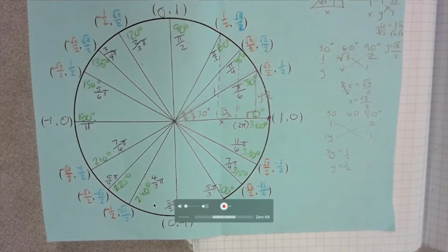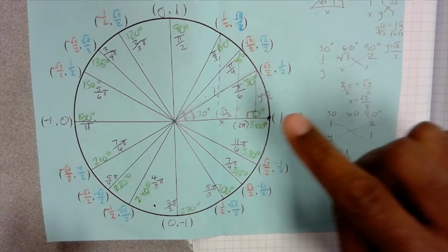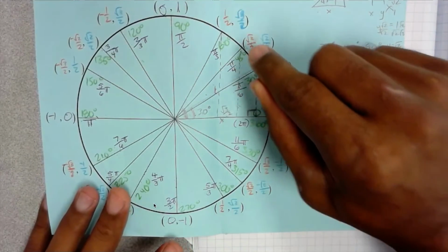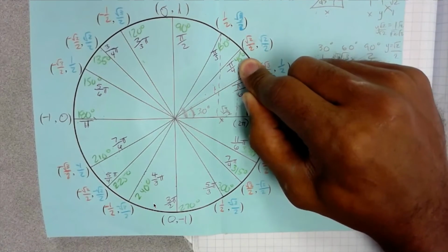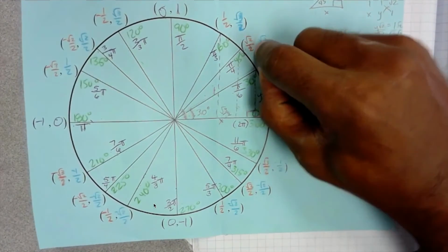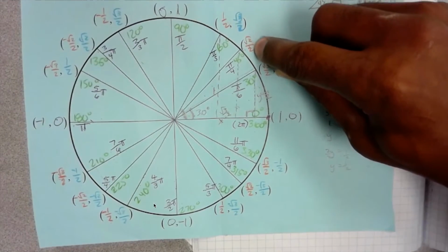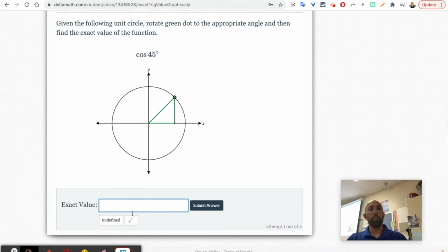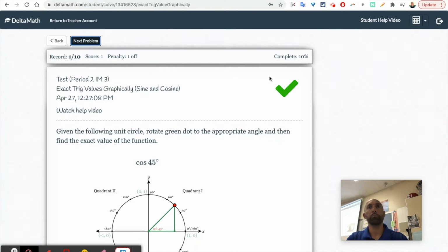So I'm going to flip on over here. Here's my unit circle. You guys have already created one just like this in your notes if you've watched the Ed Puzzle so far. And I look for 45 degrees. There it is. Now remember, the cosine value is the x value at that point. So the x value at that point is square root of 2 over 2. So I can do square root of 2, and then I'll have to do that over 2 like that. Okay, so that's that one.